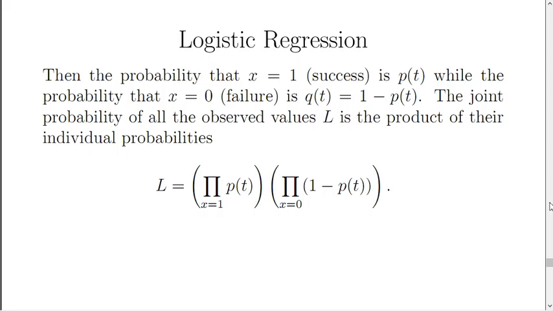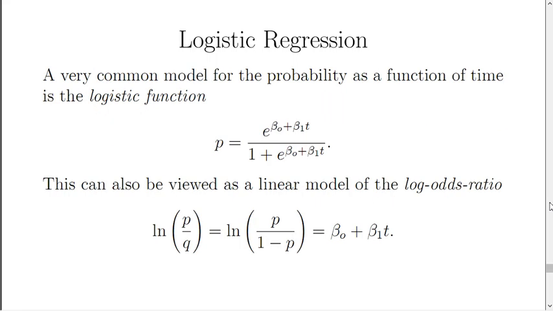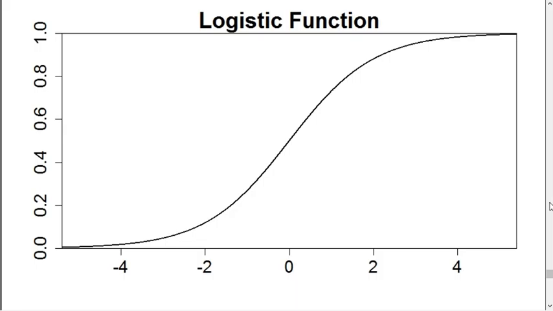The joint probability of all the observed values is the product of their individual probabilities. A very common model for the probability as a function of time is the logistic function. This can be viewed as a linear model of the log odds ratio. Here's a graph of the logistic function. As you can see, it looks kind of like a typical S curve.